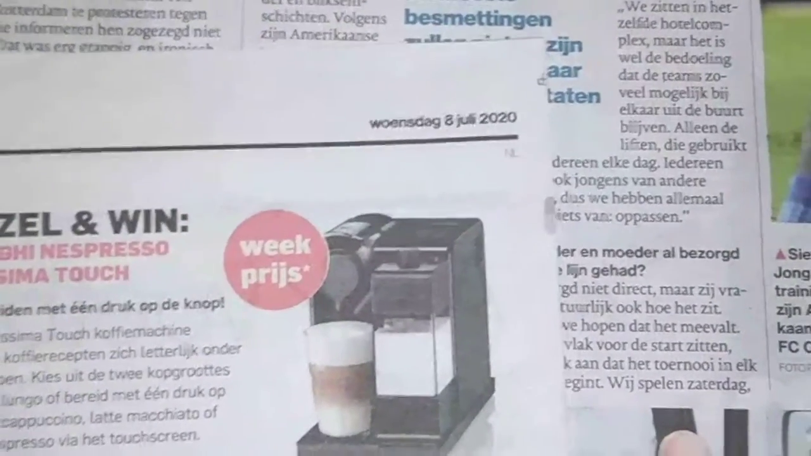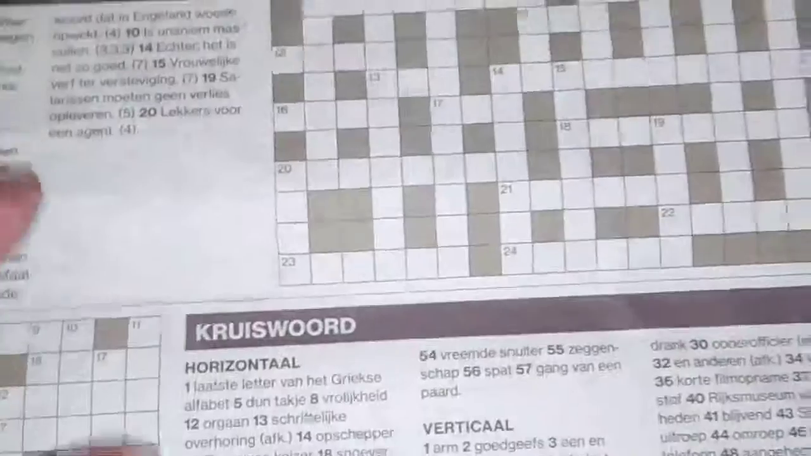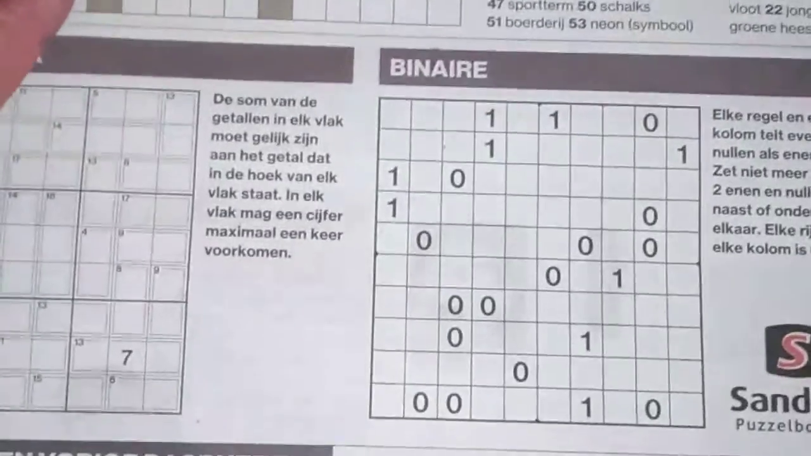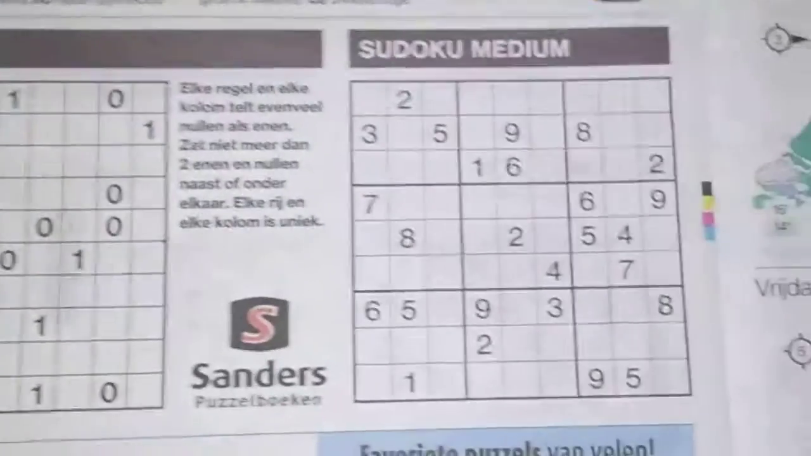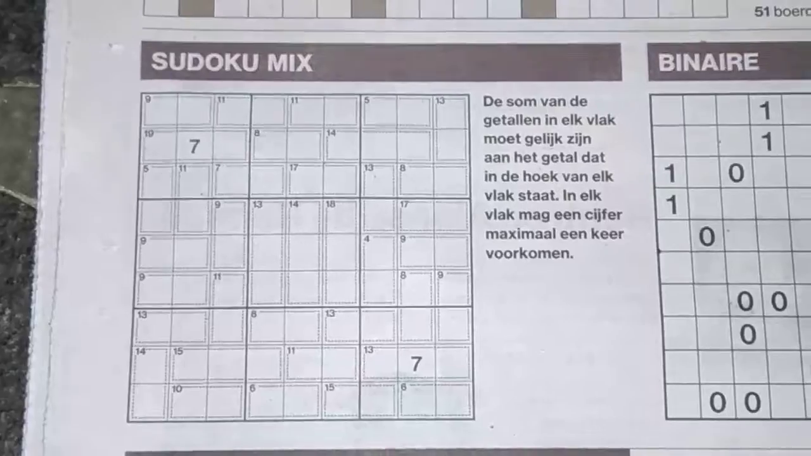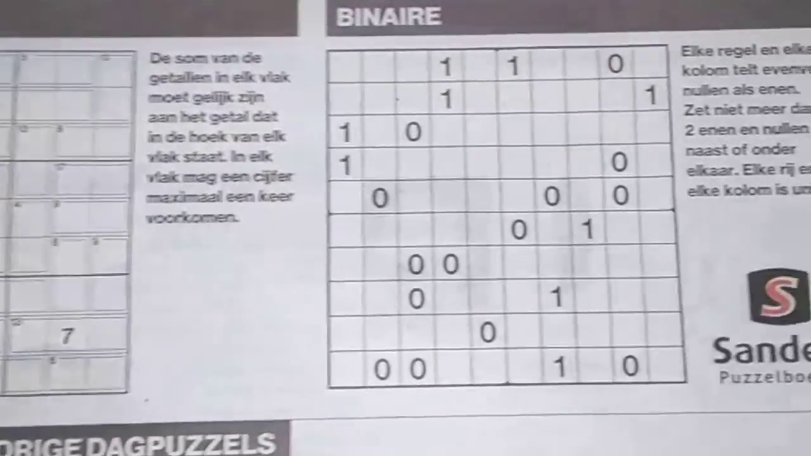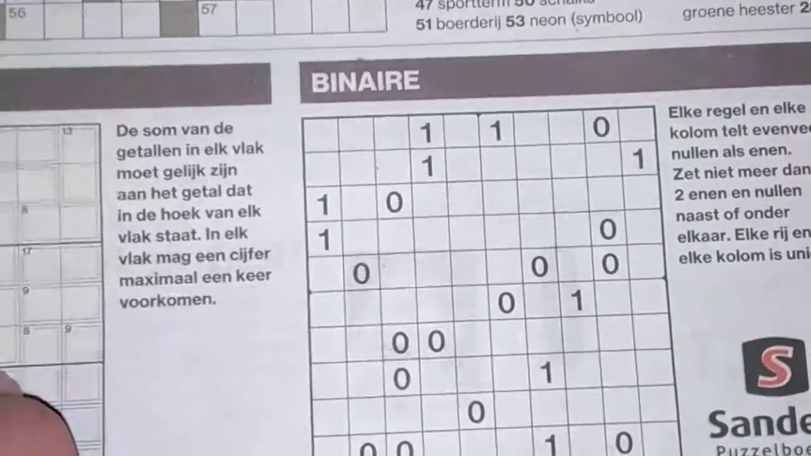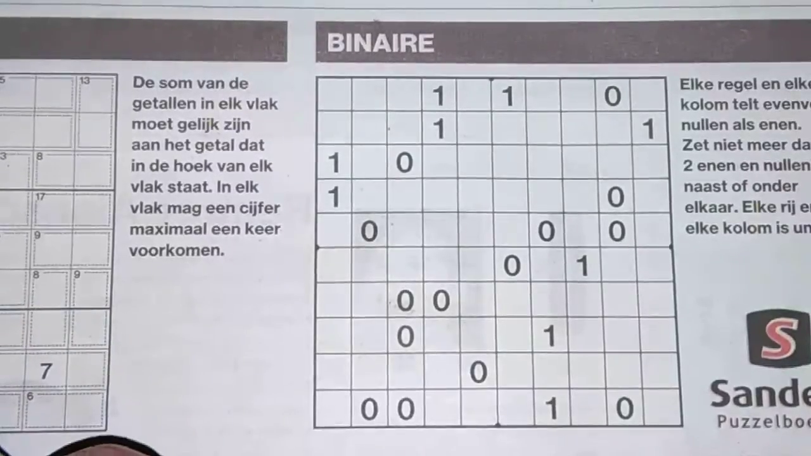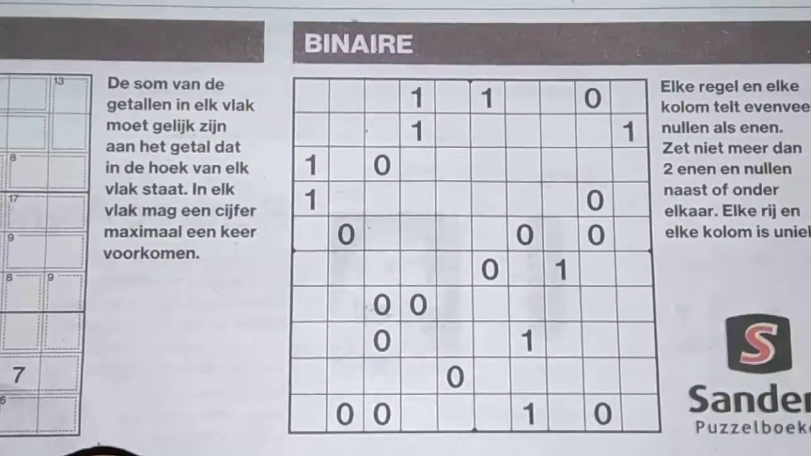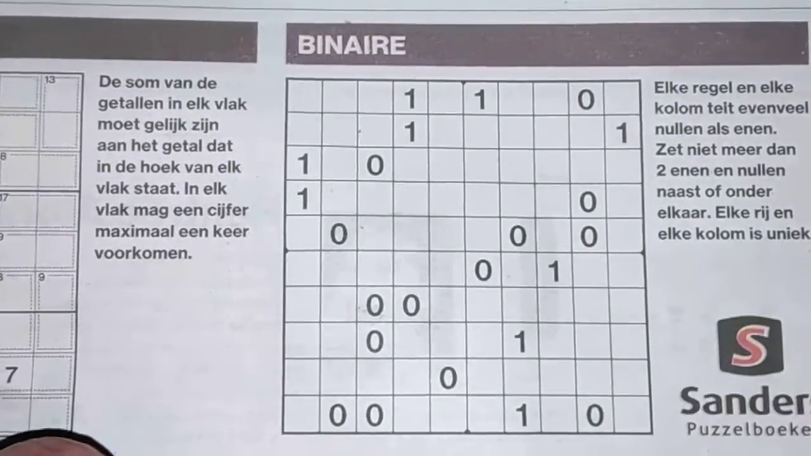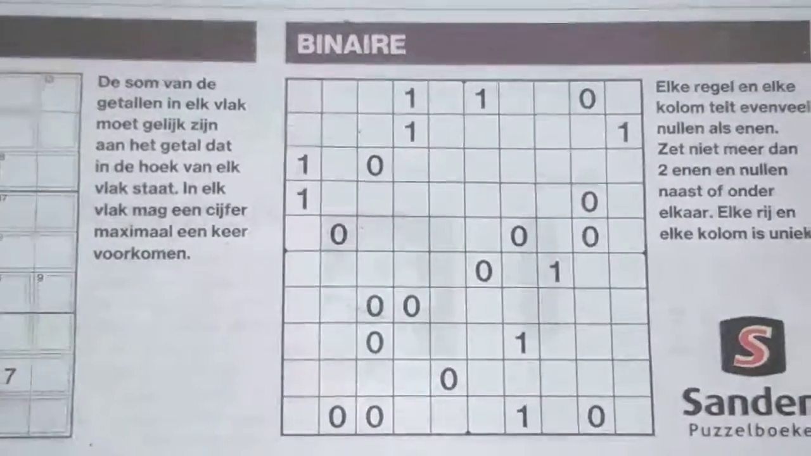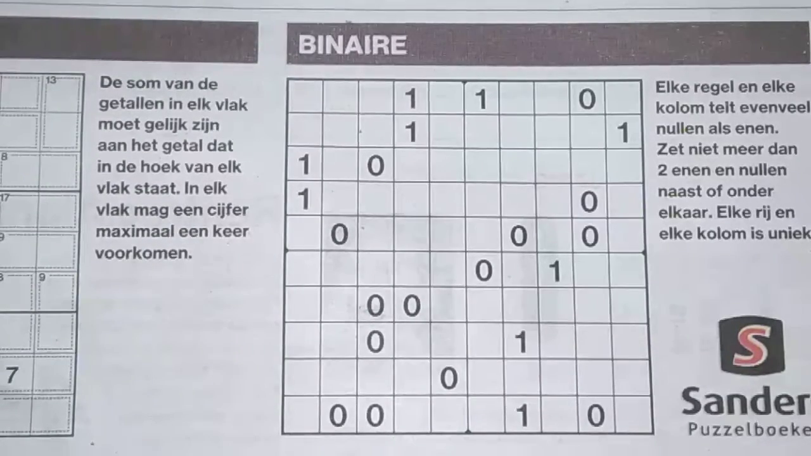Wednesday, July the 8th, 2020. We have here three regular Sudokus: a binary Sudoku, a medium Sudoku, and a killer Sudoku. There is also in this newspaper an additional one with extra Sudokus. I think 5 or 6. I do not know how many, but we will start first with this one, this regular binary Sudoku.